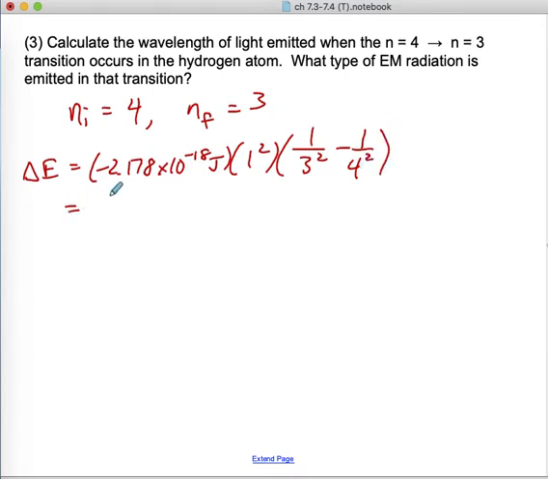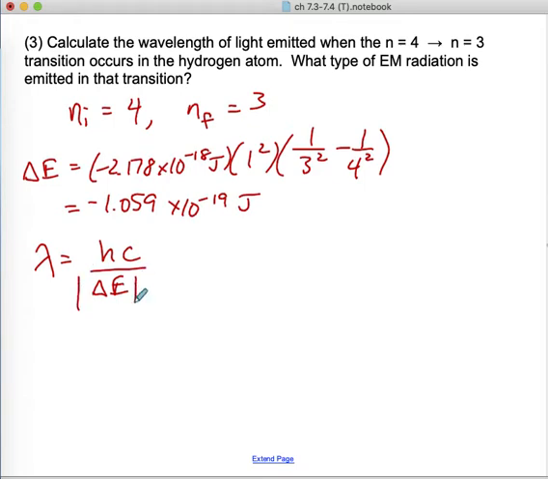And that's equal to a value of 1.059 times 10 to the negative 19 joules. Then to calculate the corresponding wavelength, I'll use wavelength equals hc over delta E. By the way, this is negative because we are going from a higher energy state to a lower energy state, so delta E is negative. But when I calculate the wavelength, I'm going to leave the negative sign out and just take the absolute value, because negative wavelength doesn't mean anything.